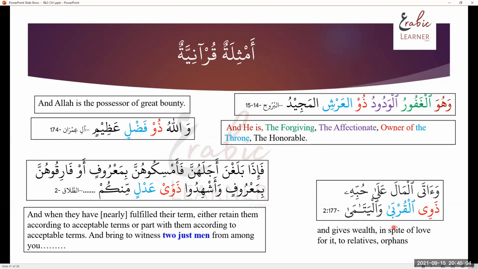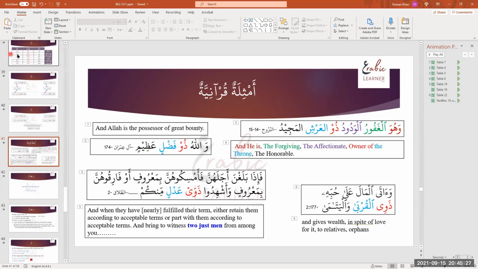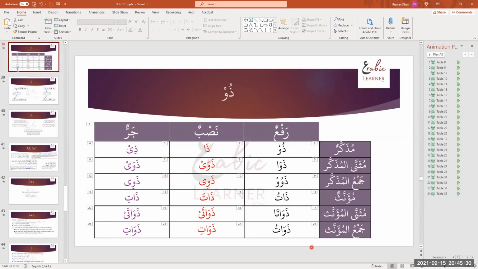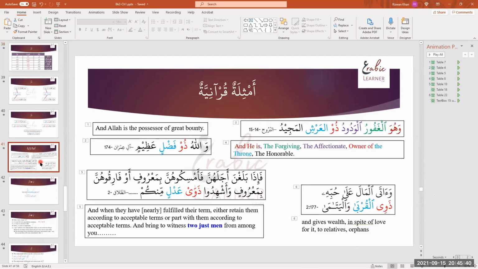Okay. Now, what is the status of zawi? Do you want me to show the zawi chart again to you? Okay, I will show you the chart again. So here is zawi. Either it is nasab or jar. Okay, so what is it here?